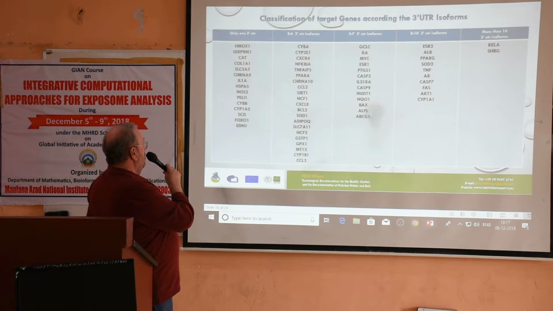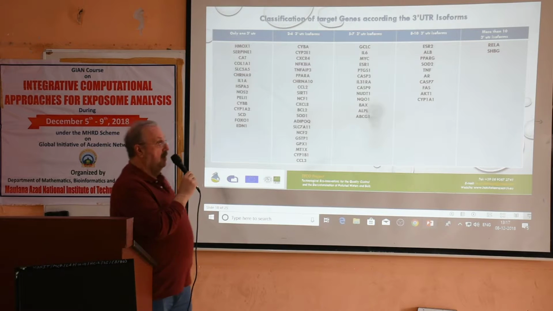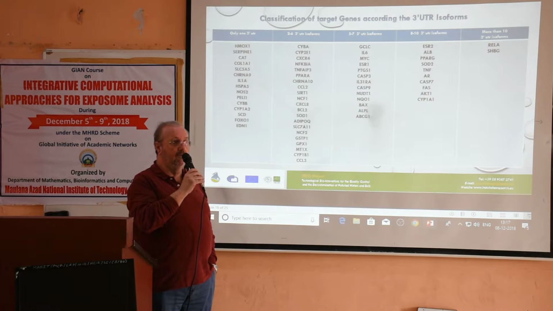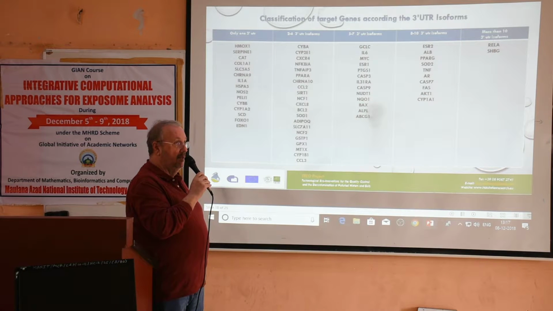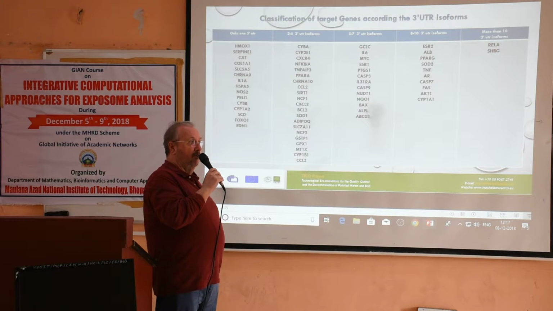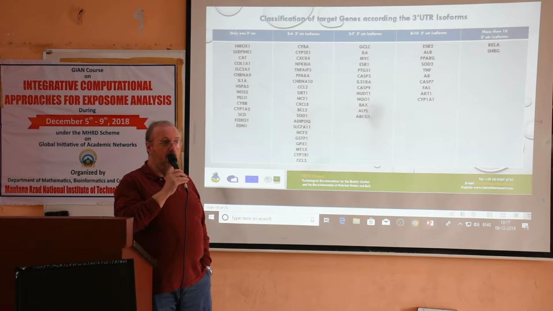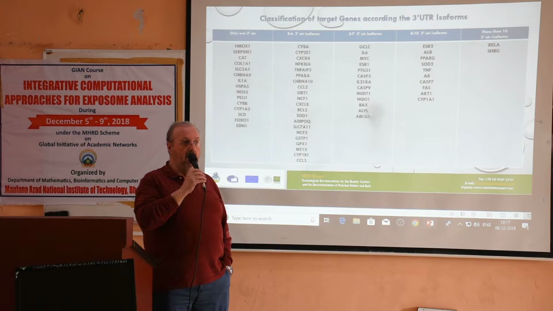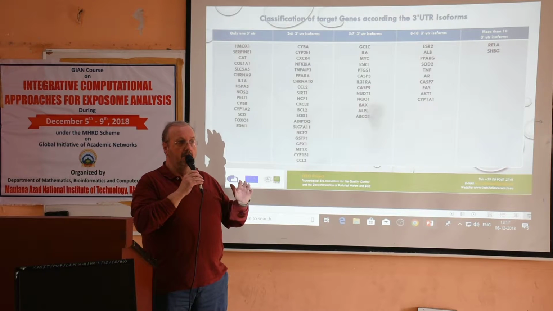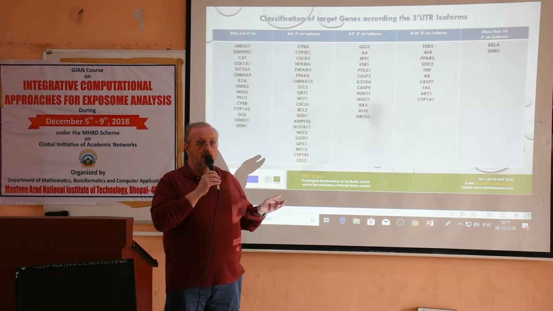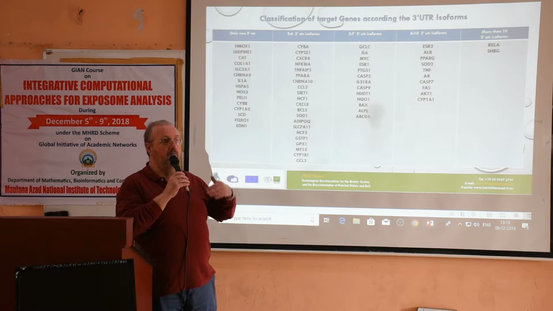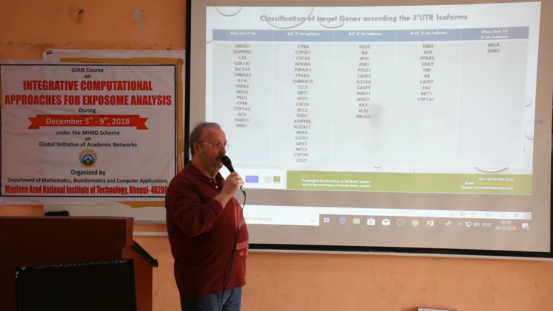Okay, now you can see how many isoforms a gene can have. A gene can have more than one form, which is called an isoform, and we have different isoforms for many genes. What is the meaning of an isoform in terms of exposome? Roughly speaking, having an isoform can modify the susceptibility of a subject to specific pollutants or blends of pollutants.